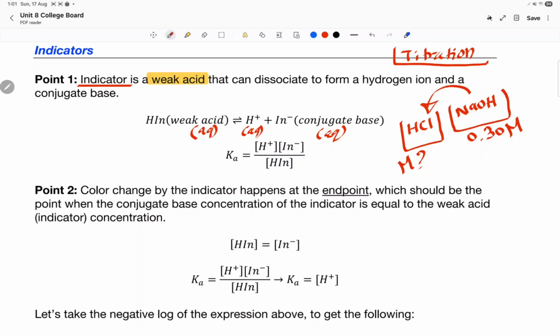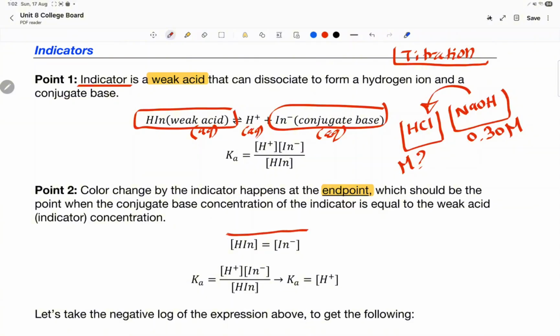So the color change of the indicator happens at a specific point called the endpoint. At this point is the point when the concentration of the weak acid and the concentration of the conjugate base is the same as each other. The endpoint is when the concentration of the conjugate base of the indicator and the concentration of the indicator itself is the same as each other.